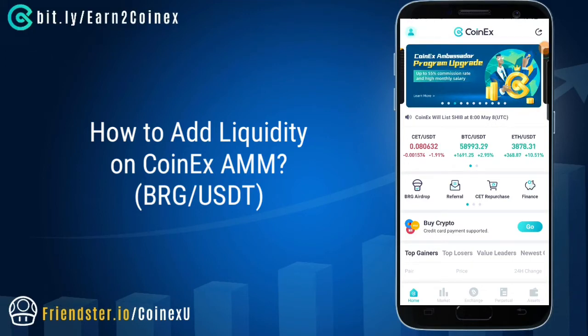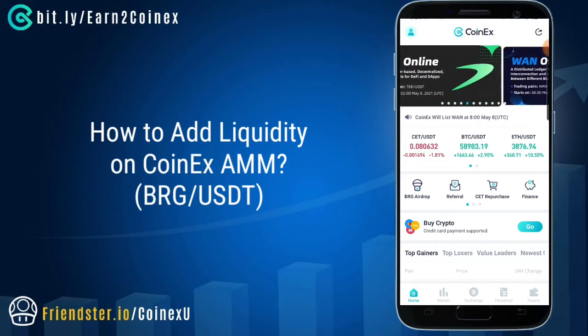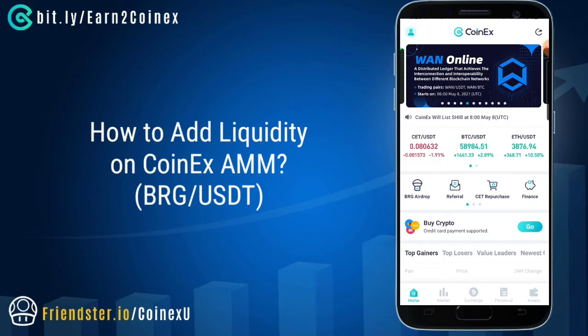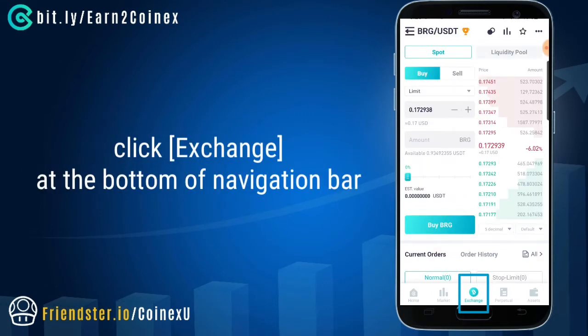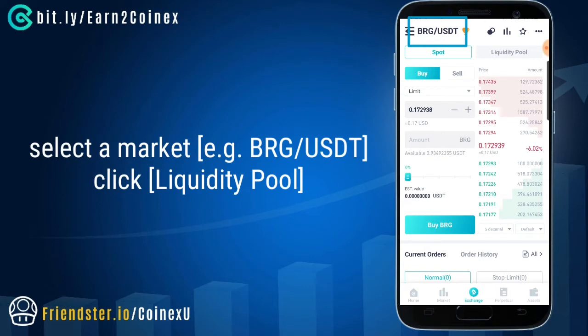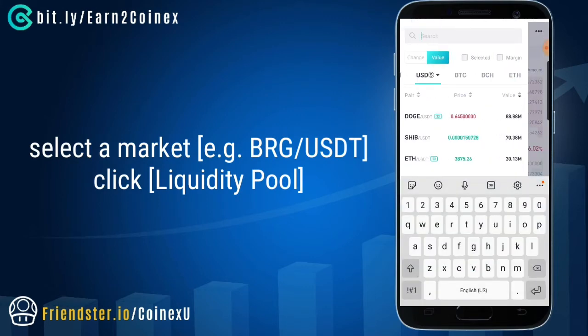Here's a guide on how to add liquidity into CoinEx AMM market. So first, open CoinEx app, then click Exchange at the bottom of the navigation bar. Then select a market, right? Click here, then select a market, like I'm selecting BRG-USDT pair, this one.